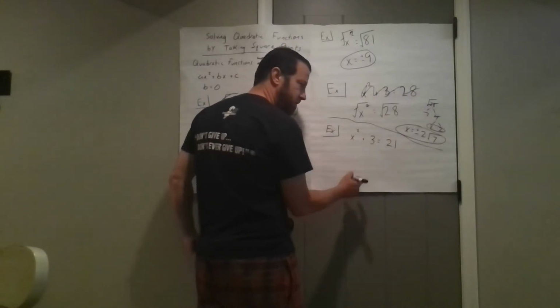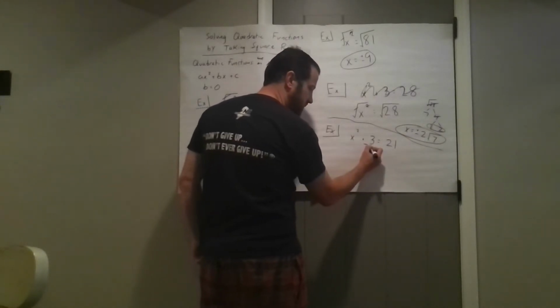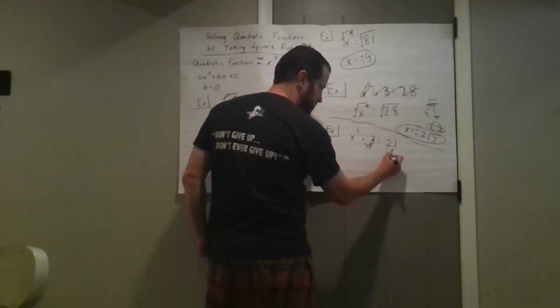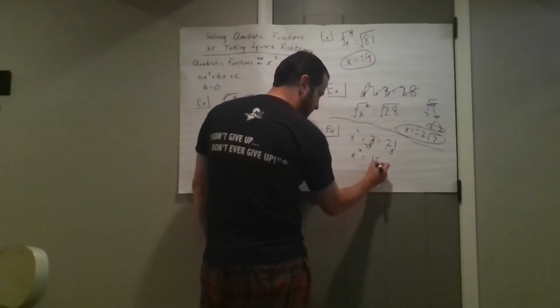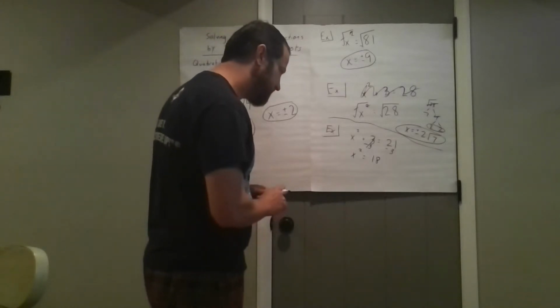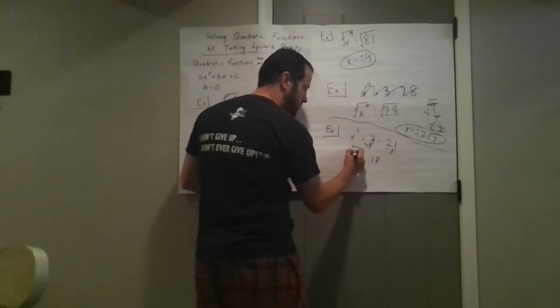So I'm going to get rid of that 3, and since it says plus 3, I do the opposite, which is subtraction. And that gives me x squared equals 18. I square root both sides.